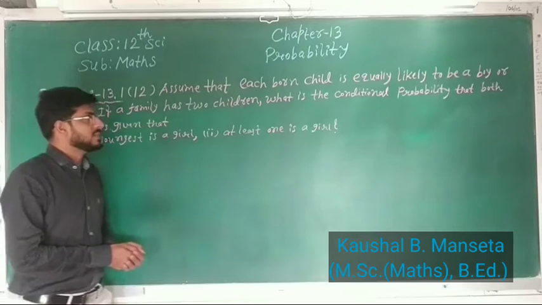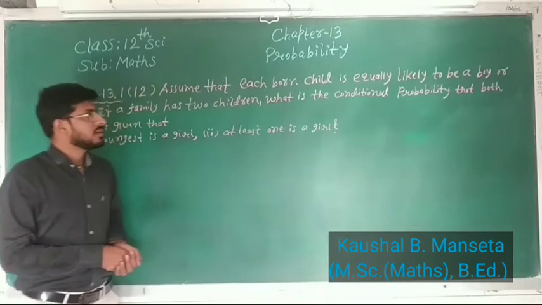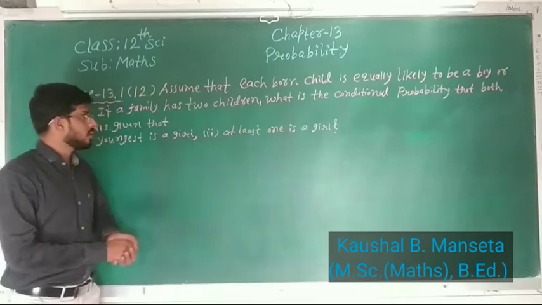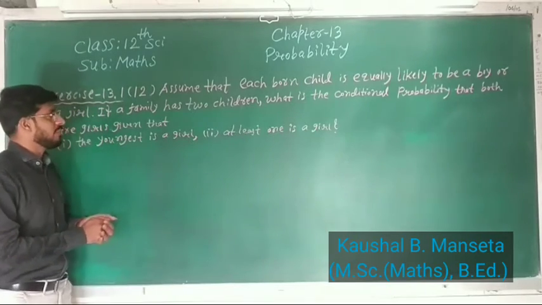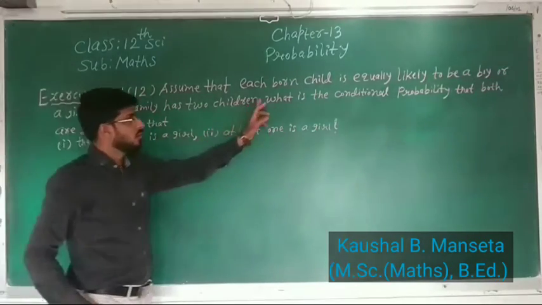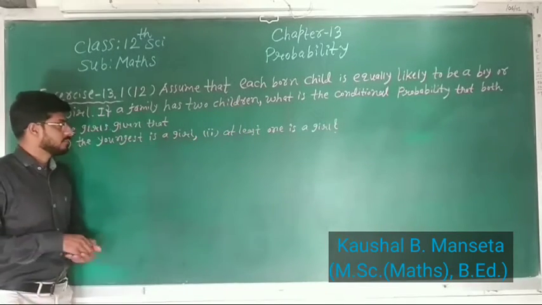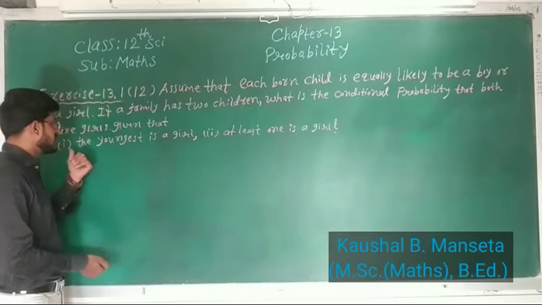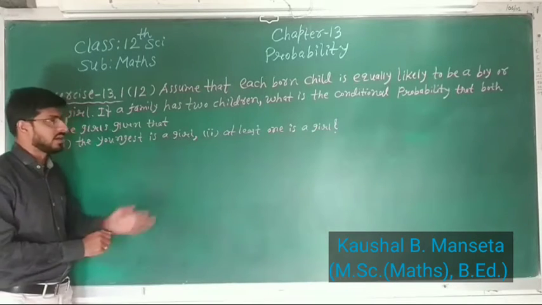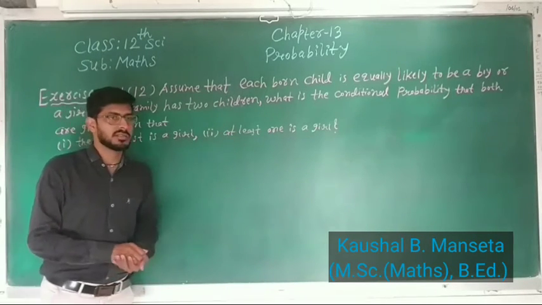Today we are going to learn exercise 13.1, question number 12. Assume that each born child is equally likely to be a boy or a girl. If a family has two children, what is the conditional probability that both are girls, given that in the first case the youngest is a girl and in the second case at least one is a girl?